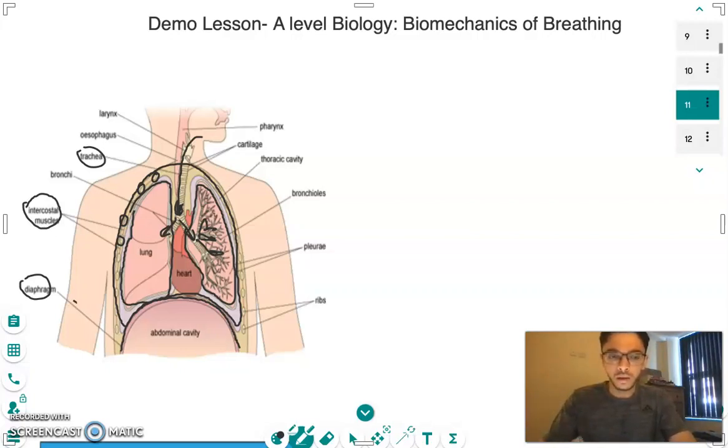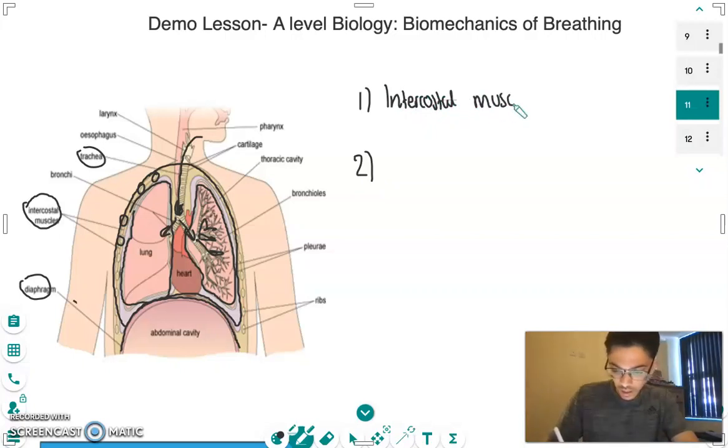This is why you require the process of ventilation, which comprises inspiration and expiration, as I mentioned earlier. So let's make note of the two important things we need to know. The two important structures for ventilation are the intercostal muscles and the diaphragm.